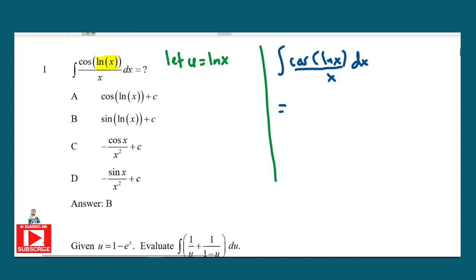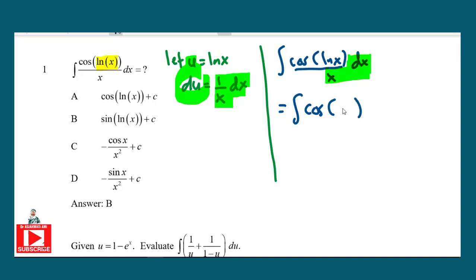Now our aim is to get rid of dx. To find dx, we need to differentiate u with respect to x. Differentiating u, du equals 1 over x dx. And then this is dx over x. Take this as du. Right? Cos of u du.